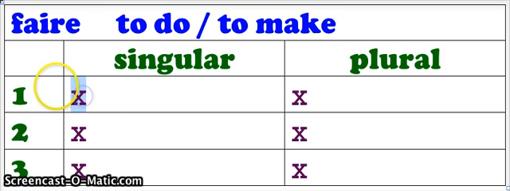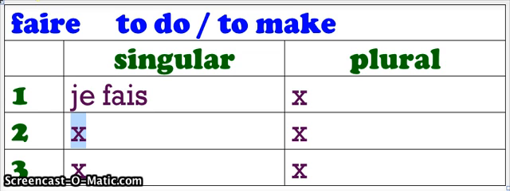Of course, I'm in the first person singular, which is the je form, or as we say in English, I. And the conjugation is je fais, F-A-I-S, je fais. Notice we don't say that final S. It is silent, as most final consonants are in French. Again, je fais, I do or I make. All right?